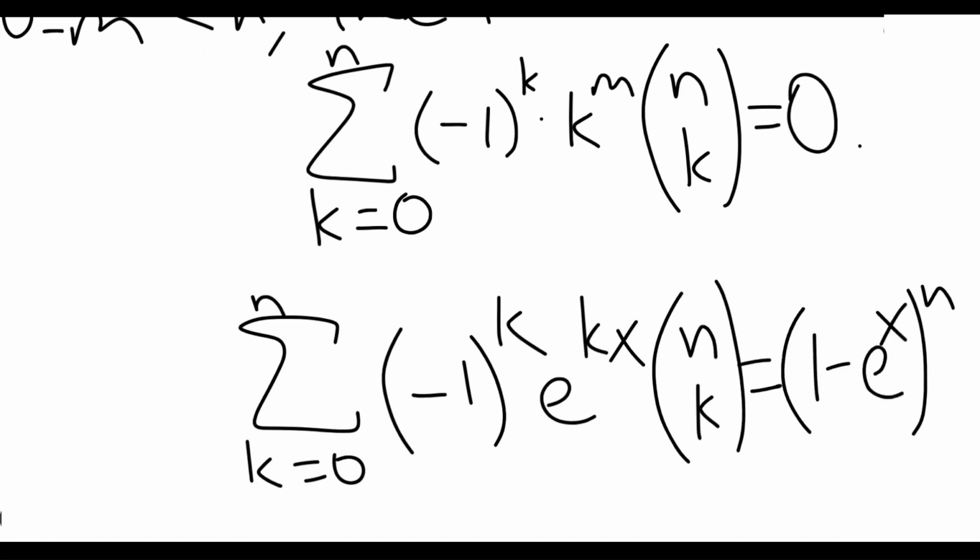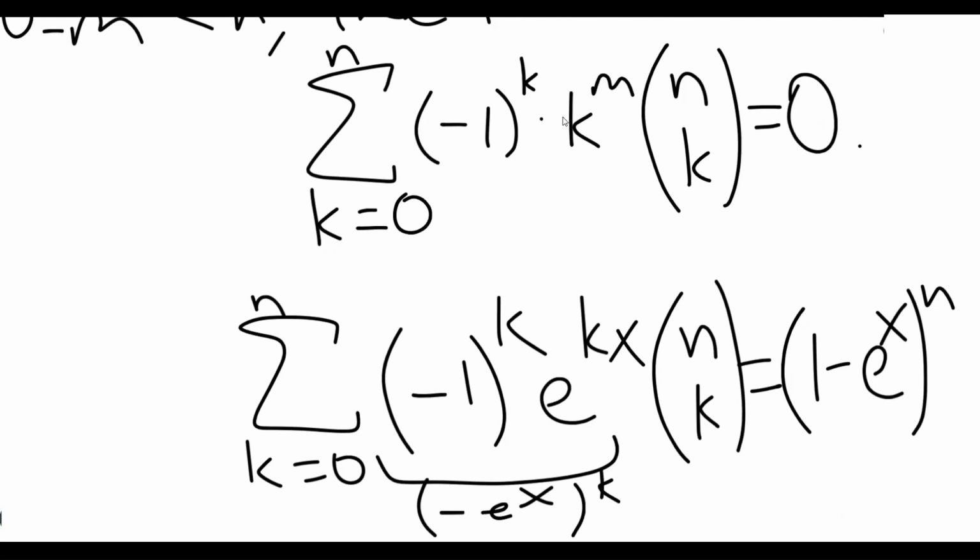Okay, so it says that if I replace this k to the m by e to the kx, where x is just some dummy variable, I get (1 minus e to the x) to the nth power. So let's think about why that's true. Well, this is (e to the x) to the kth power. So this is minus e to the x to the kth power here. And now I'm multiplying by n choose k. So this is exactly the binomial theorem where I'm applying it to 1 minus e to the x.